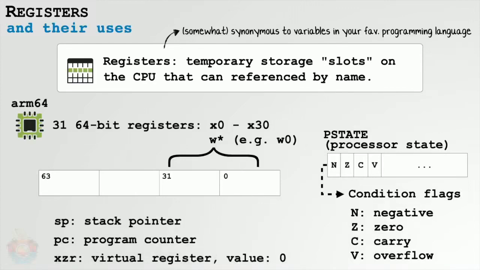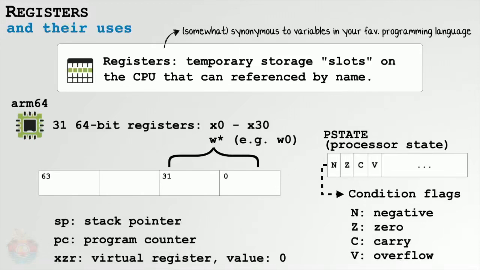So first up, let's talk about registers. If you do any reverse engineering, you're well aware that they are essentially name slots on the CPU. I like to think of them as variables. ARM64 has 31 64-bit general-purpose registers, uncreatively named X0 through X30. If you want to refer to the lower 32-bit component of these registers, you use the W prefix. So for example, W0 refers to the lower 32 bits of the X0 register.